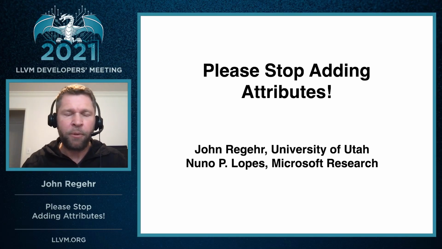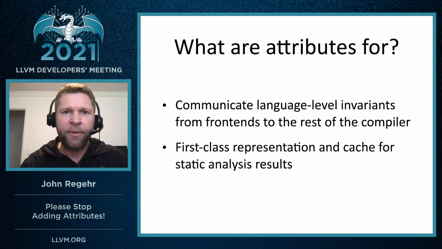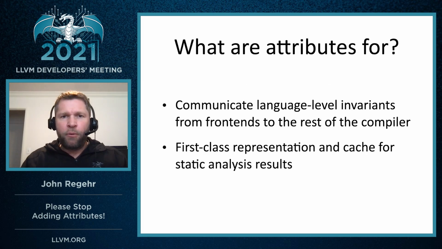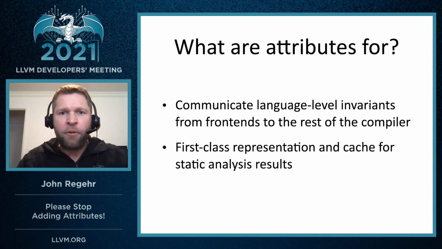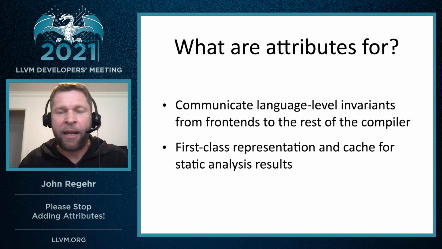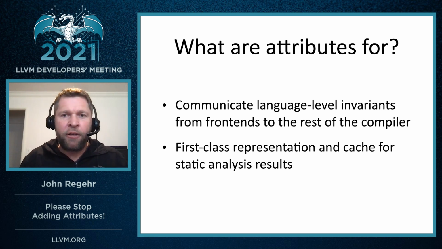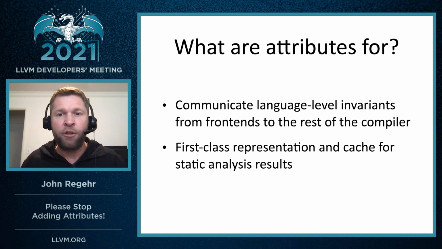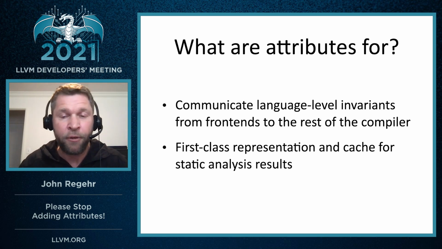So the first thing we'd like to look at is what attributes are used for. At a high level, attributes are used to communicate language-level invariants from compiler front ends to the middle end and back ends of the compiler. Sometimes the programming language knows things that would be difficult to recover through static analysis, so we can make compilation faster by communicating those directly to the middle end and back end. Other times, the front end knows things that can't be inferred even in principle by a middle end or back end, so these need to be supplied, and that's what attributes do.